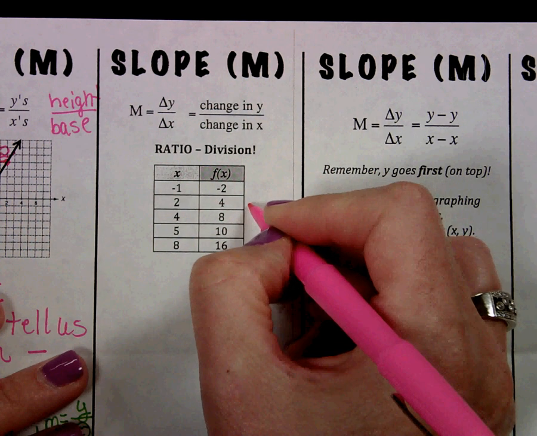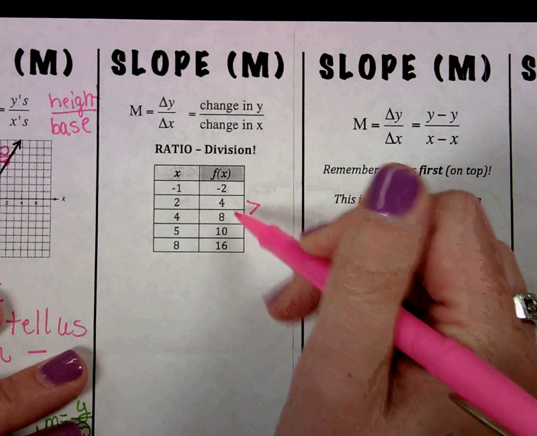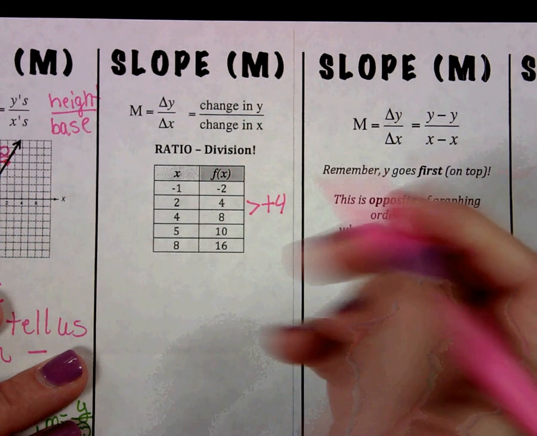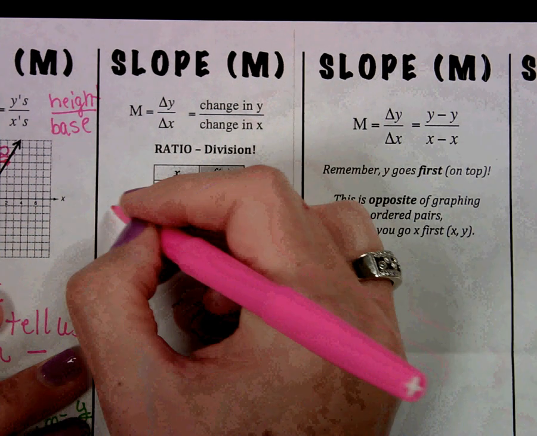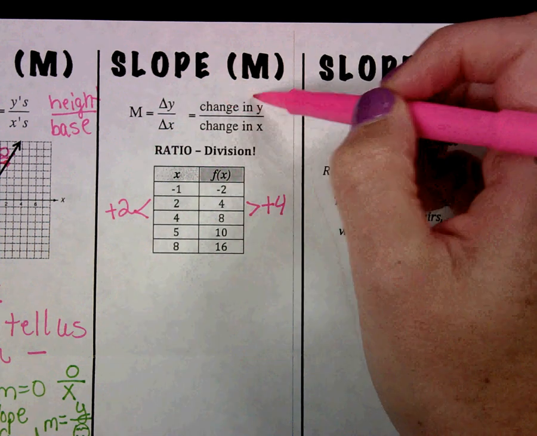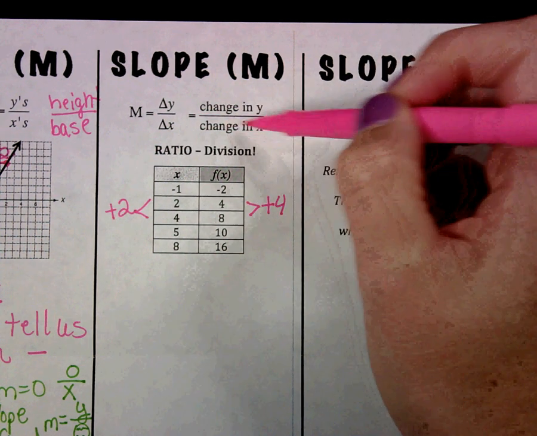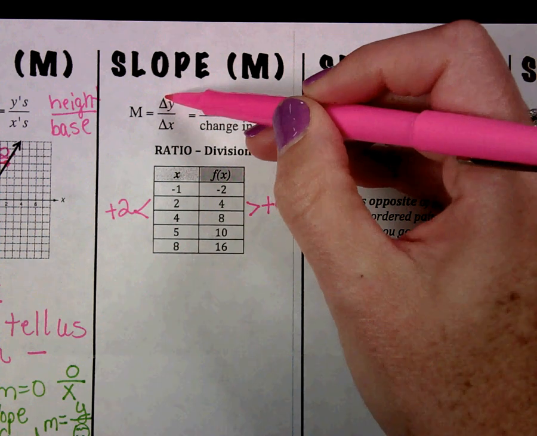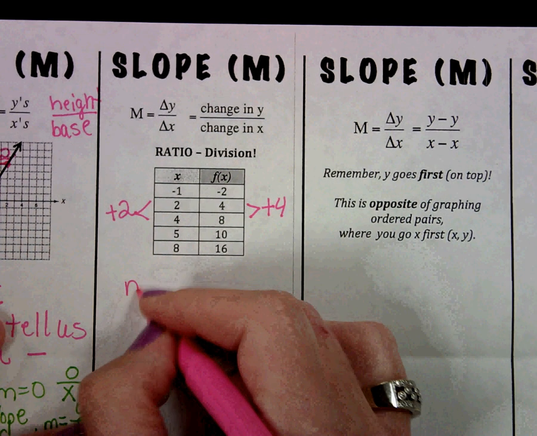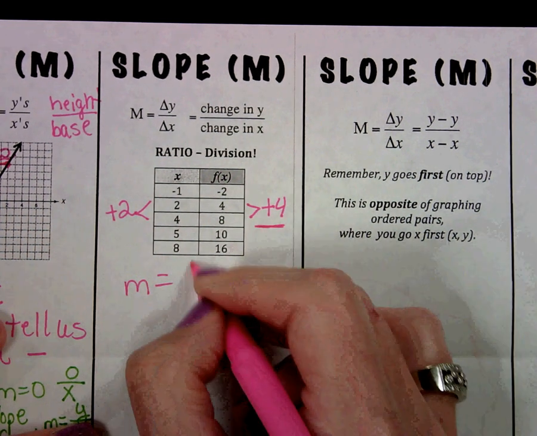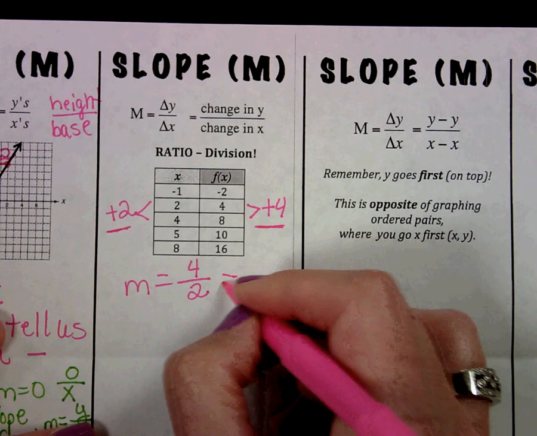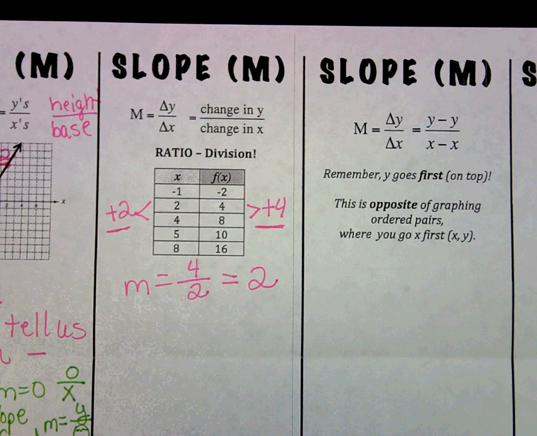So what I'm going to do is find out how this is changing. To go from 4 to 8, we are adding 4. To go from 2 to 4, we are adding 2. So again, remember slope is the change in y over the change in x. This triangle is a delta, and it means change. So when I write the slope, what was my change in my y's? It was 4. What was my change in my x's? It was 2. And so then I would reduce that, and my slope is simply 2.